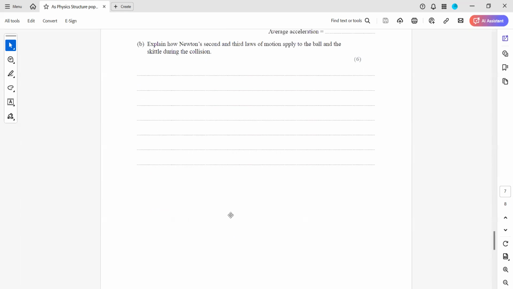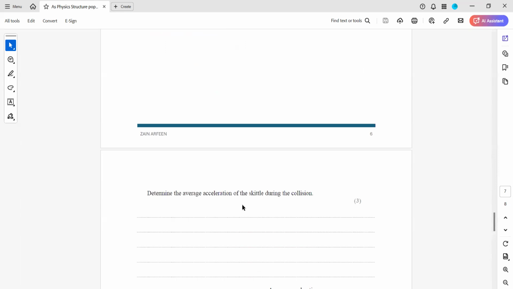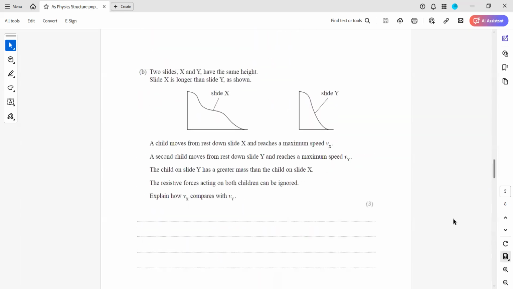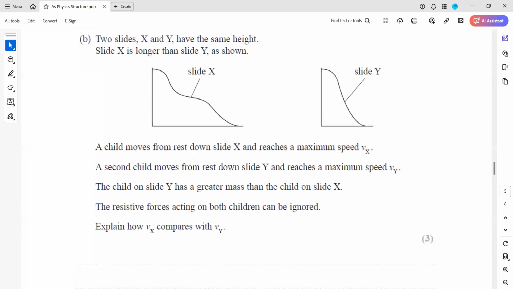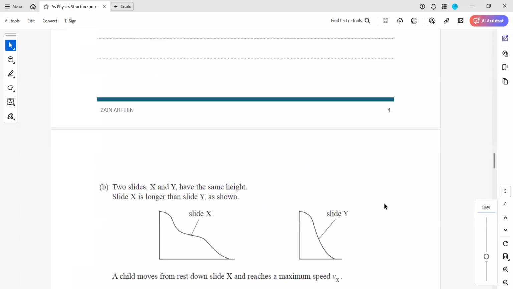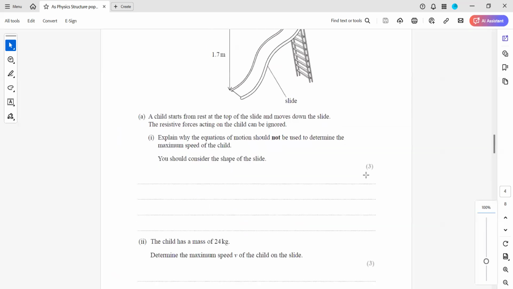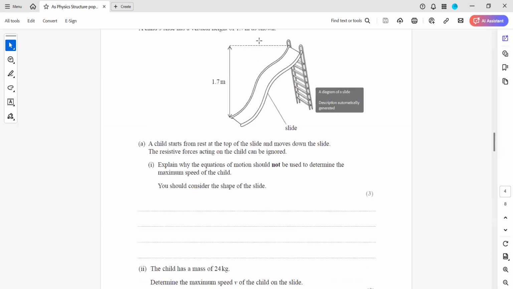Wait, could you go to question 2? The slide one. Yes. The 2A. The child starts from the rest at the top of the slide and moves down as the resistive force acting on the child can be ignored. Explain why the equation of the motion should not be used to determine the maximum speed.